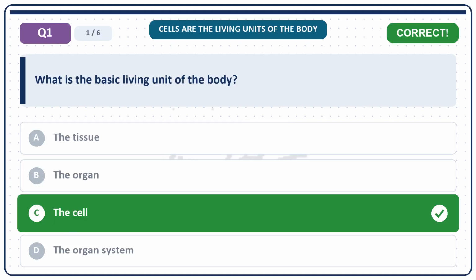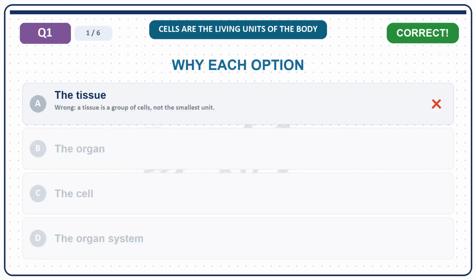Option C, the cell. That's correct. Now, let's break down each option. Option A, the tissue. This one is wrong, because a tissue is a group of cells, not the smallest unit. Option B, the organ. This one is wrong, because an organ is made of many tissues.